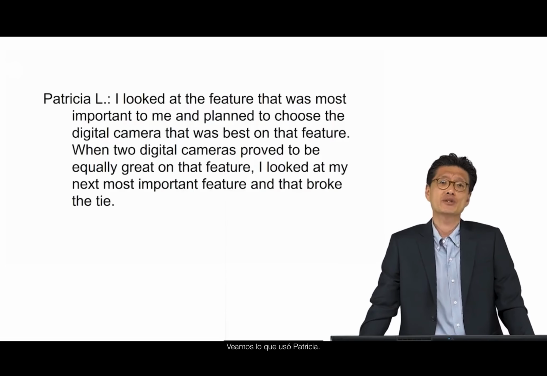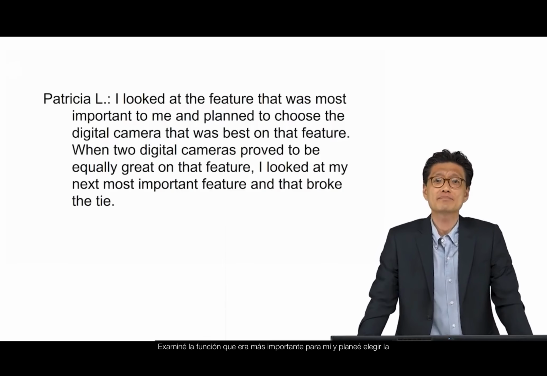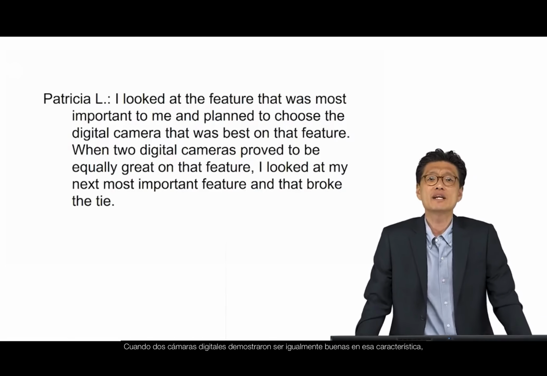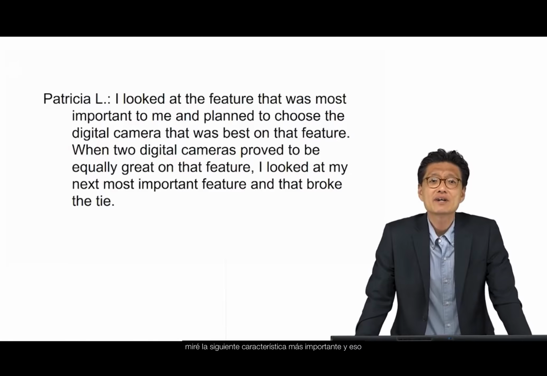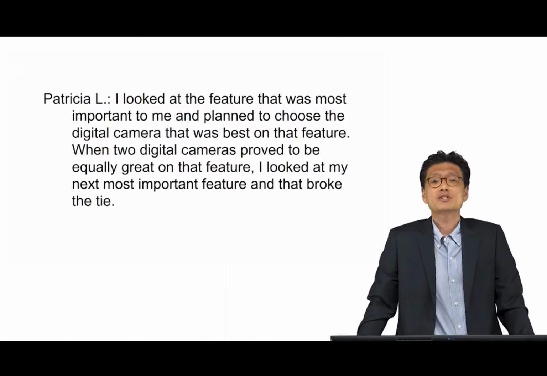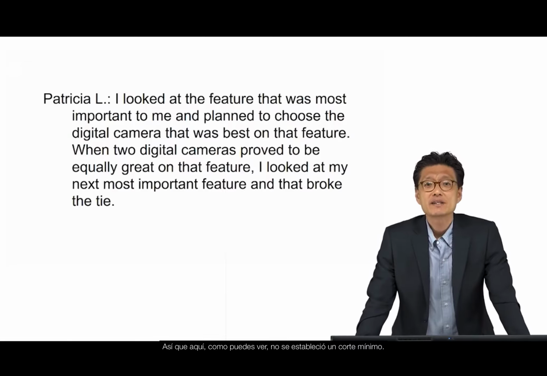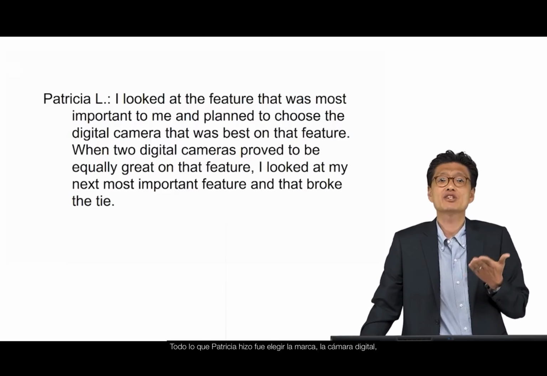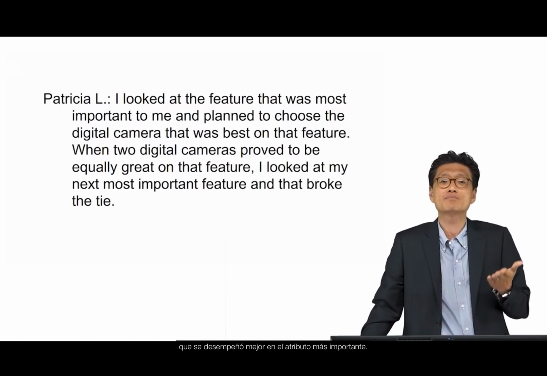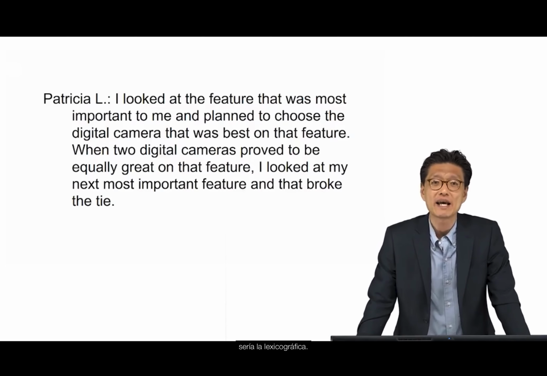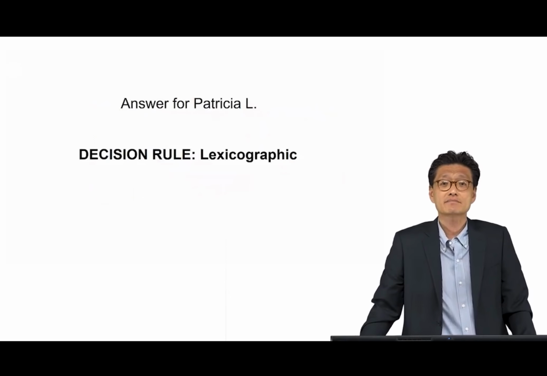Let's look at what Patricia used. I looked at the feature that was most important to me and planned to choose the digital camera that was best on that feature. When two digital cameras proved to be equally great on that feature, I looked at my next most important feature, and that broke the tie. So here, as you can see, no minimum cutoff was set. All Patricia did was choose the digital camera that performed the best on the most important attribute. So having said that, the decision rule that Patricia used would be a lexicographic rule.